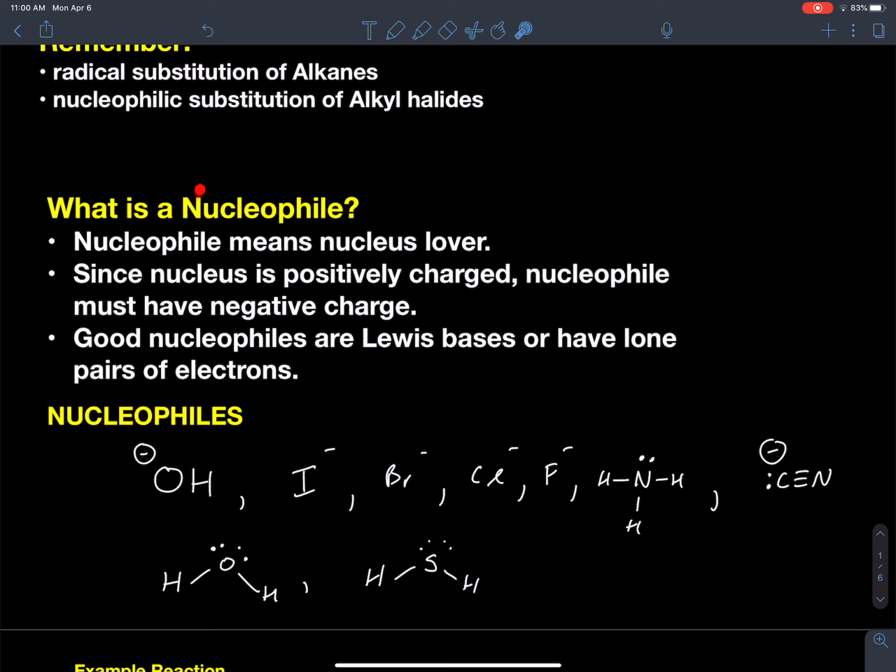So what exactly is a nucleophile? The root of the word, phile, means lover, and nucleo means nucleus. So a nucleophile is a nucleus lover. What's inside the nucleus? Protons. So a nucleophile must be something that loves positive charge, something like a molecule that has a negative charge. And for the higher levels, good nucleophiles are generally Lewis bases, meaning they have lone pairs of electrons or a negative charge because they have an extra lone pair of electrons.